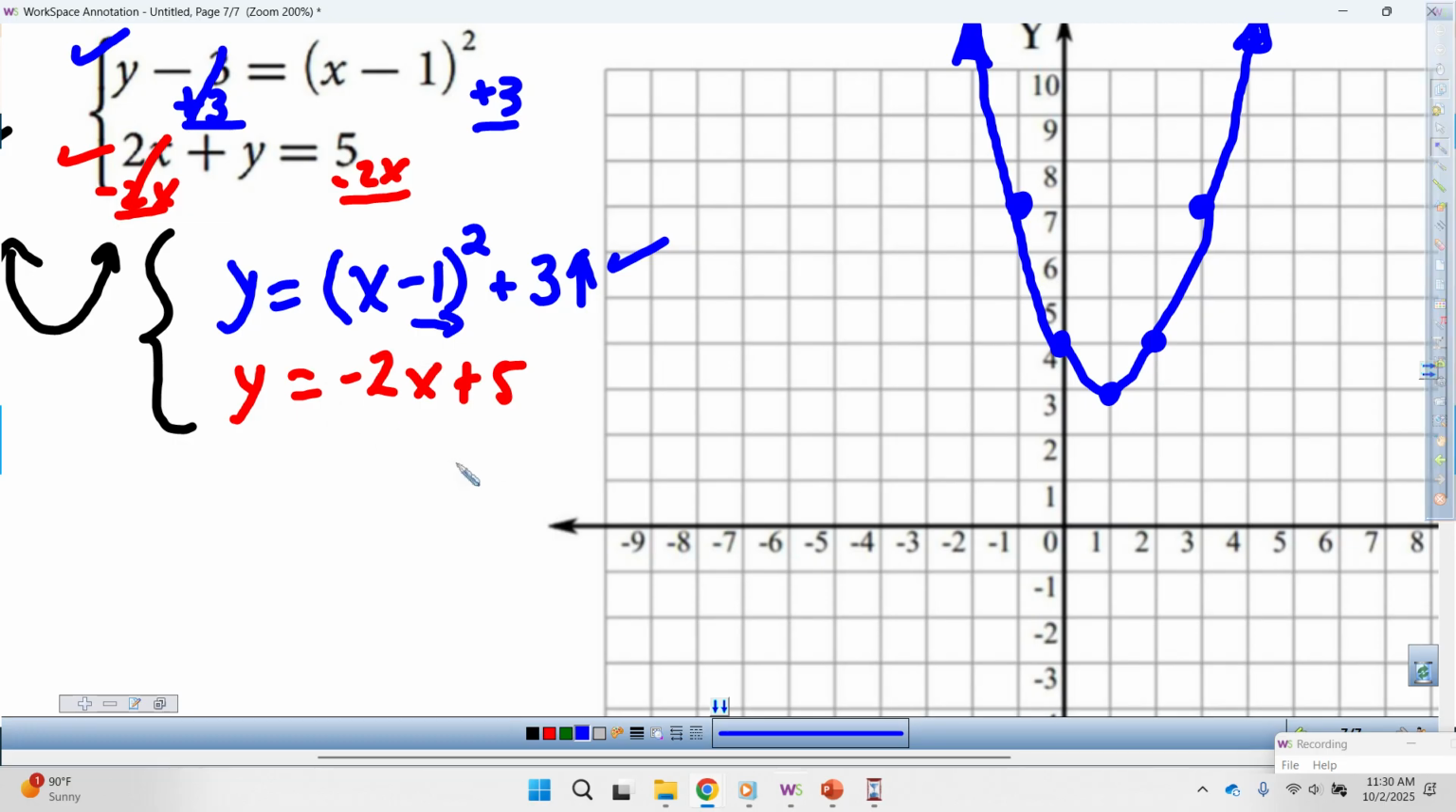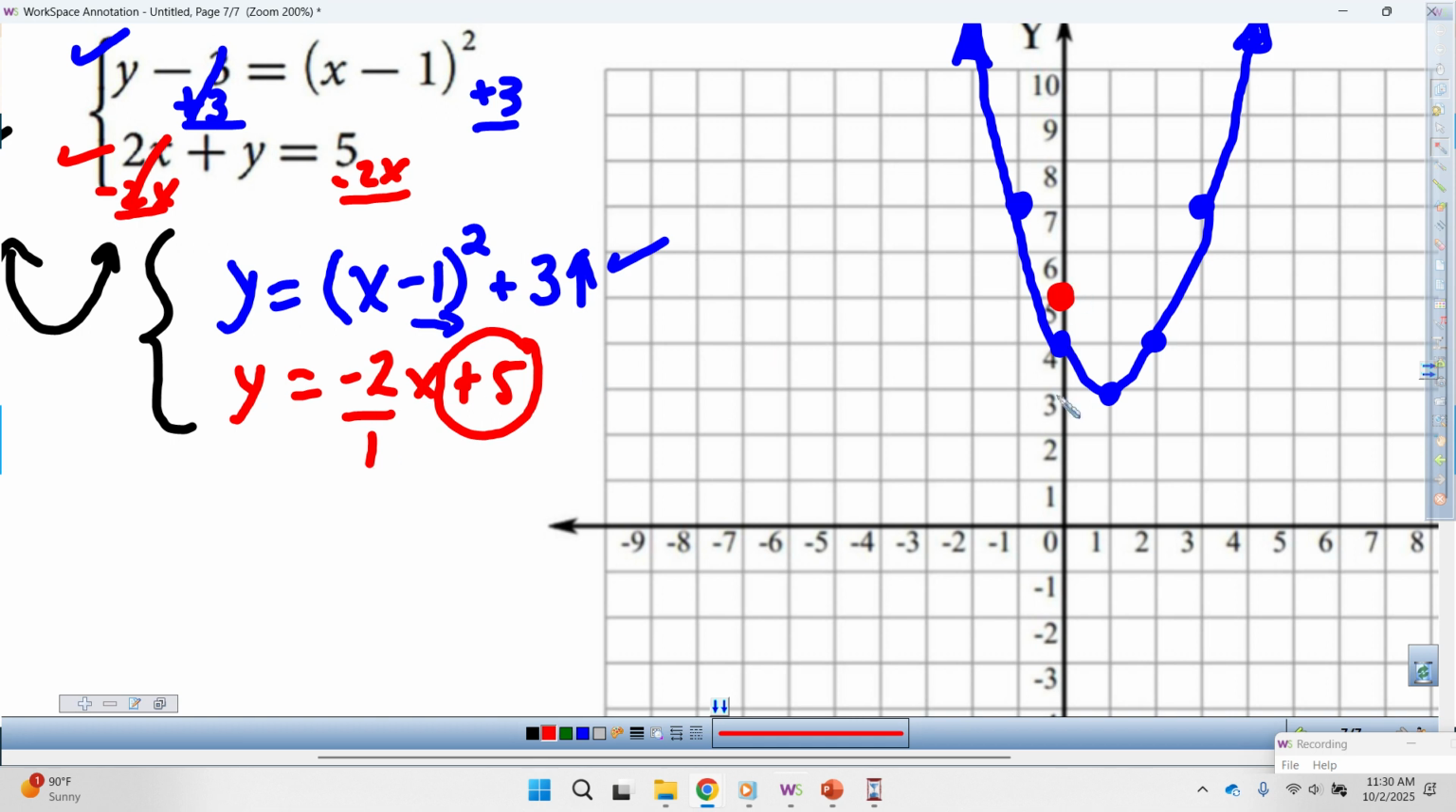What's next? I graphed the red one. Tell your neighbor where to start graphing that red one. Where do we start? At +5. That is correct. So plot your point at 5. Then we need a slope, don't we? What is my slope? -2/1. That means 2 steps down, 1 to the right.